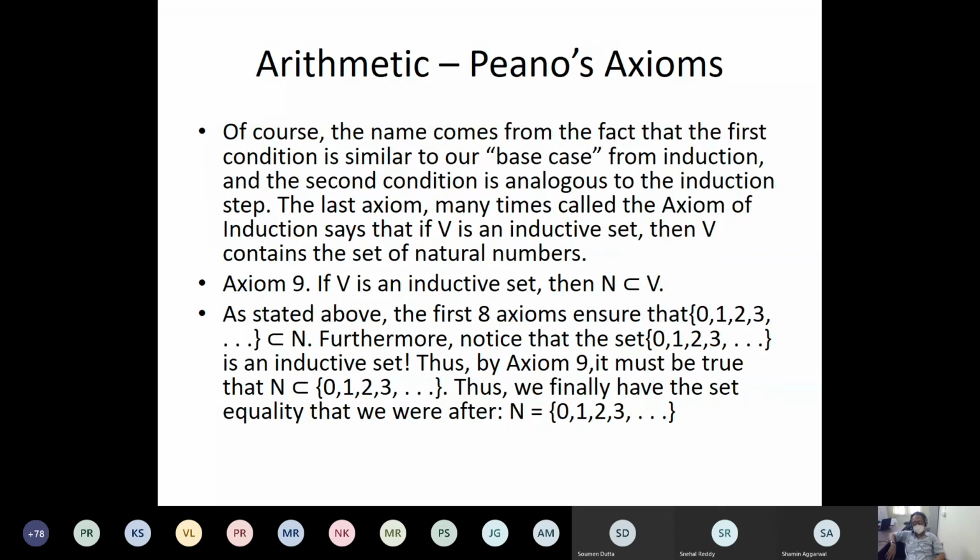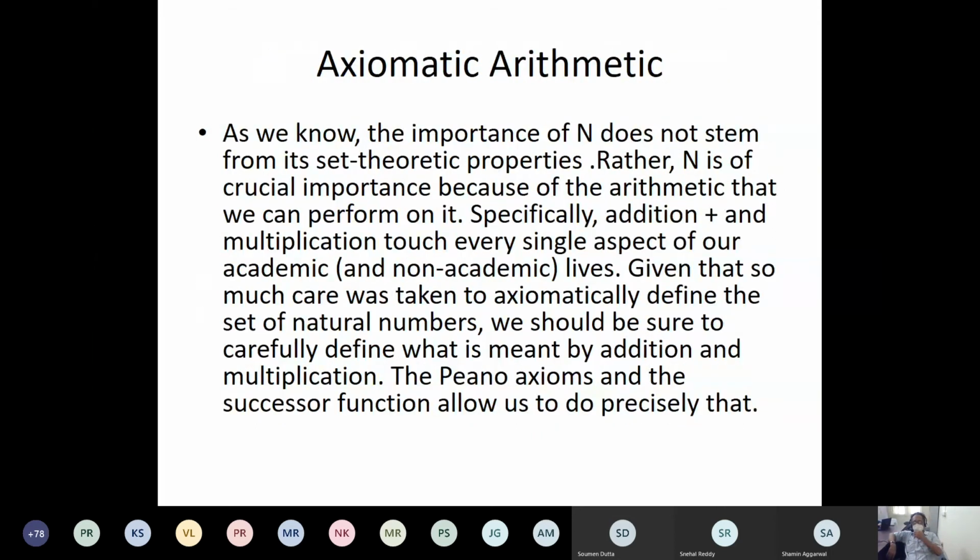Okay, we have done this formally, we have done this successfully, so we are very satisfied about it. Now let us come to arithmetic. Now this should not be difficult at all, this should be easy.